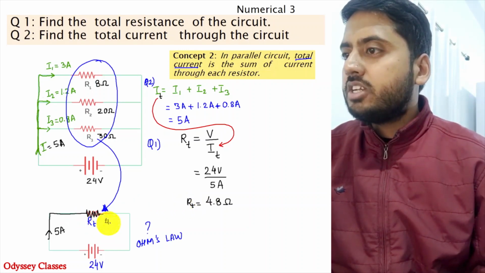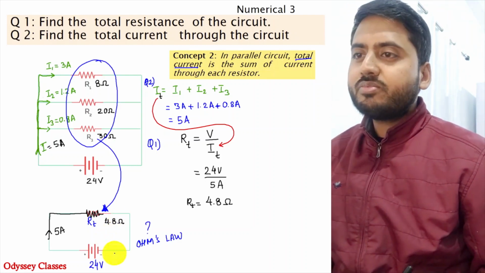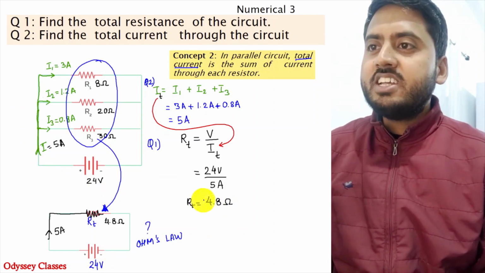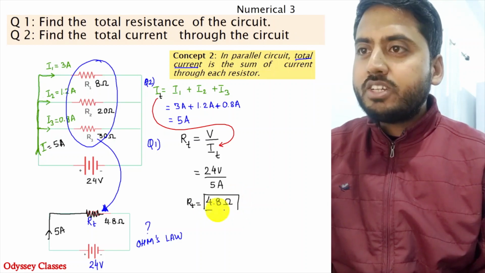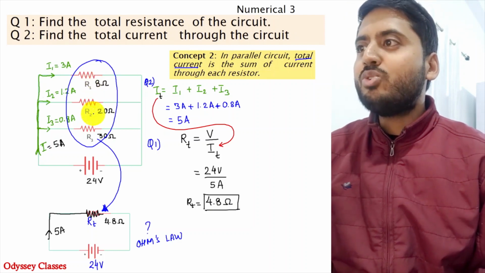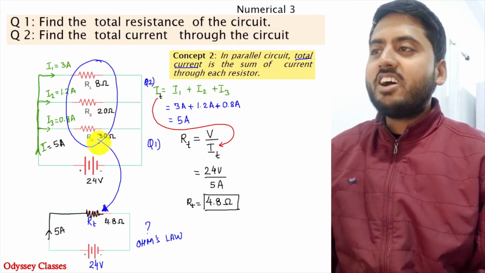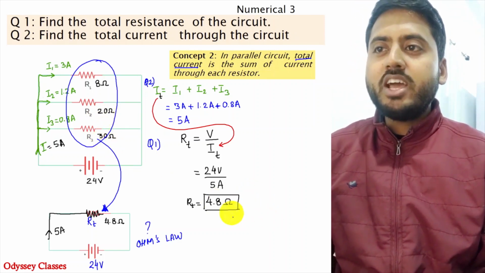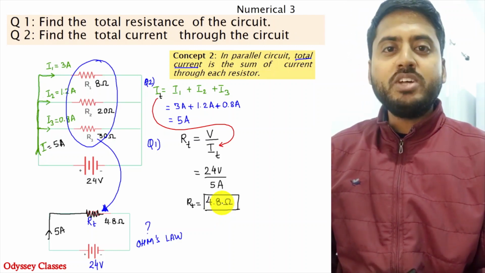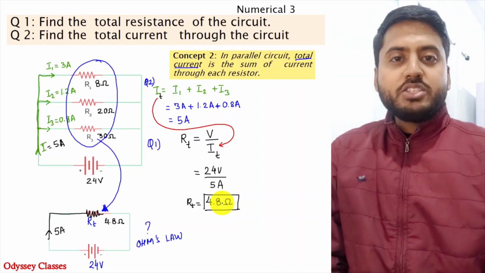So we can even mention it here. The total resistance is 4.8 ohm. Now, the point to remember here is that in case of a parallel circuit, the total resistance that we have obtained is actually smaller than R1, R2 and R3. You can see R1 is 8 ohm, R2 is 20 ohm and R3 is 30 ohm. And the value that we have got as the answer is even smaller than the smallest value, that is 8 ohm. This is a very, very important concept in case of parallel circuits.